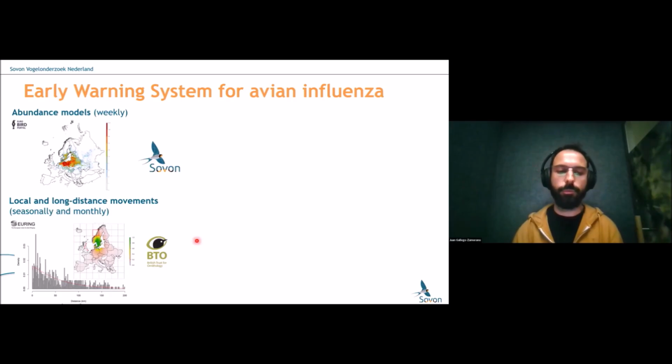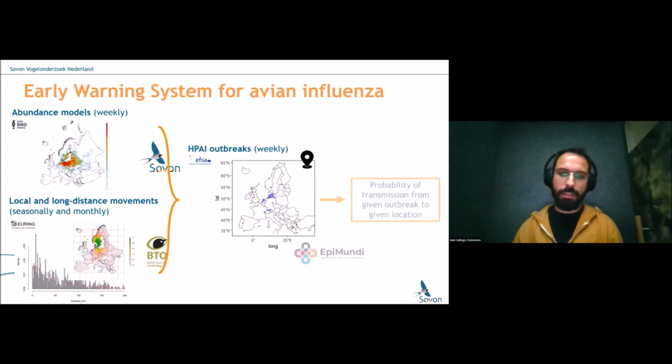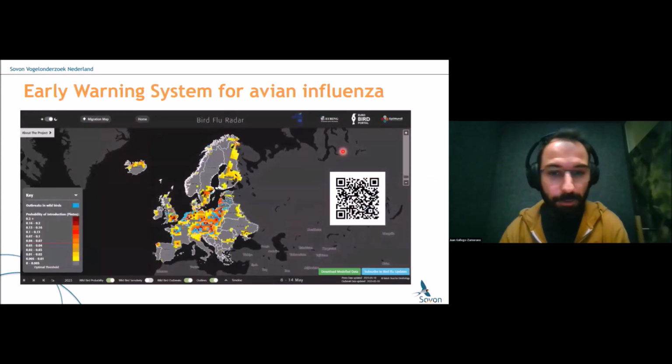that happen thanks to the ringing data, and then combining that with the HPAI outbreaks that the EFSA gathers in different locations across Europe. Thanks to that, we try to combine it in an epidemiological model that can calculate the probability of transmission from a given outbreak to a given location. So we try to make a probability model that tells us how likely it is that an outbreak, especially in poultry farms, will happen. And actually, that was the project.